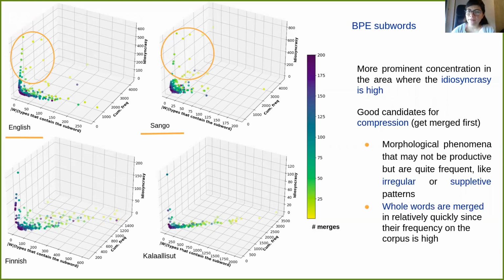So we think that in this area, we are seeing subwords that correspond to morphological phenomena that are not very productive, but are quite frequent, like irregular or suppletive phenomena. And also here we see whole words that get merged relatively quickly since their frequency in the corpus is high.